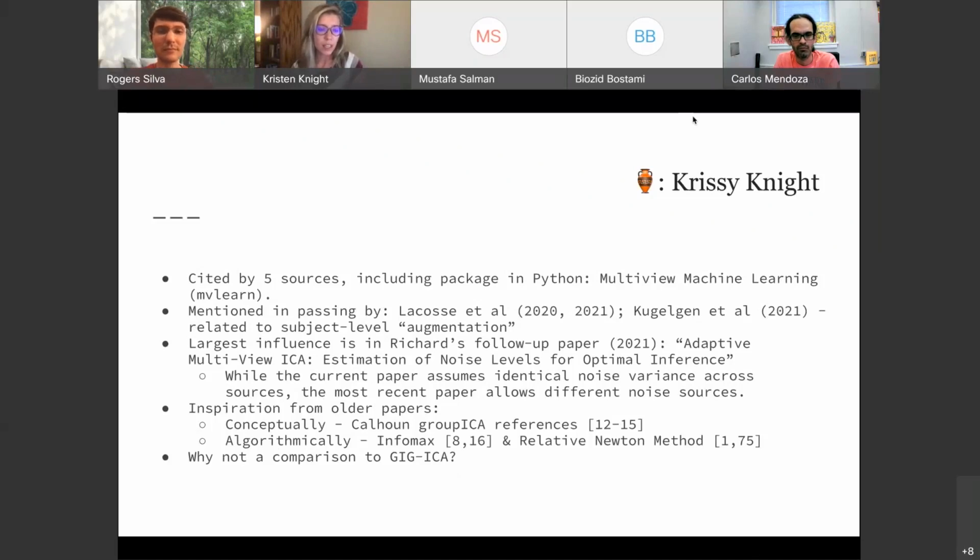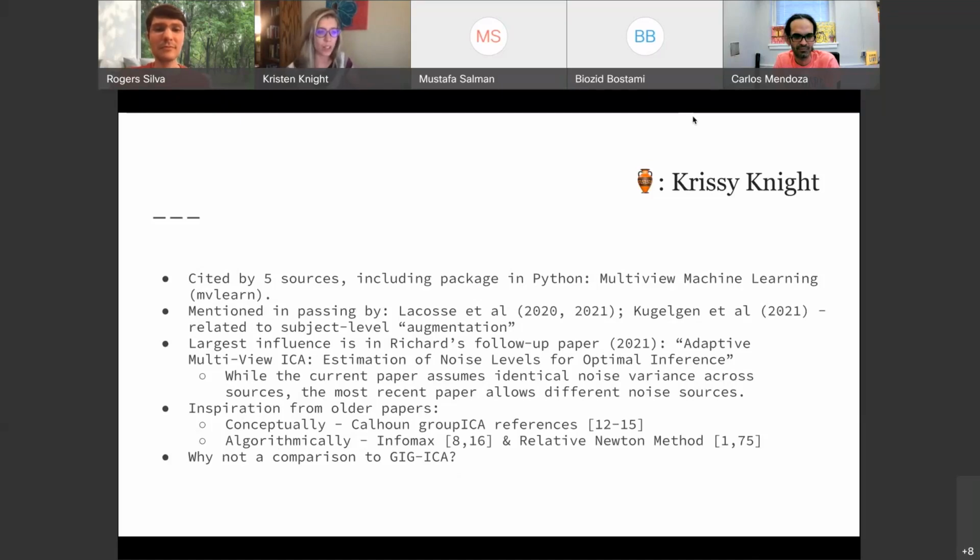The difference there is that the current paper assumes an identical noise variance across the sources, but for the adaptive one, we now have an additive Gaussian noise so that you can have different noise sources. And since the author is here, you can correct me if I'm wrong, but I think that was the biggest difference there. And of course, this paper had most of the influence for the follow-up paper.